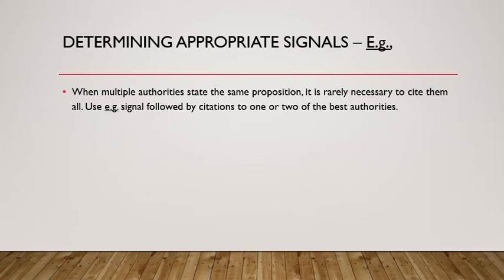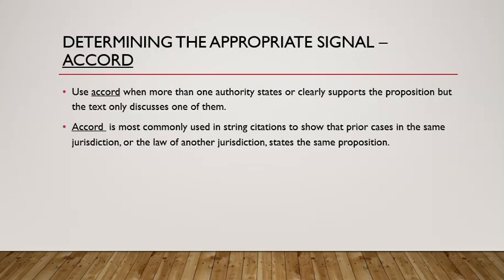Determining appropriate signals. When we're looking at e.g., when multiple authorities state the same proposition, it's rarely necessary to cite them all. Use the e.g. signal followed by the citations to one or two of the best authorities. Accord. Use accord when one or more authorities state or clearly support the proposition, but the text only discusses one of them. Accord is most commonly used in string citations to show that prior cases in the same jurisdiction or the law of another jurisdiction states the same proposition.